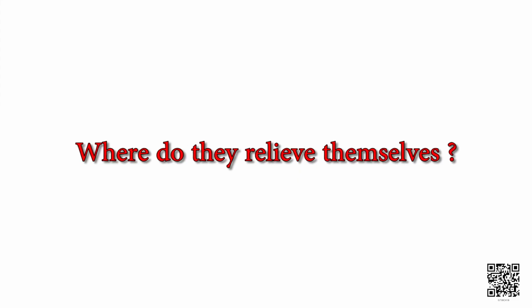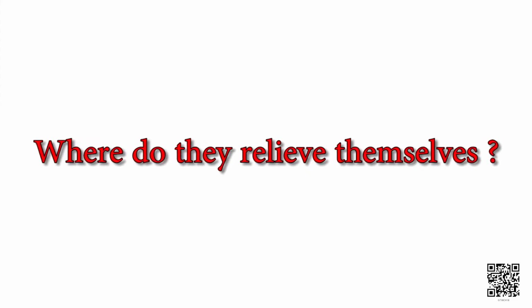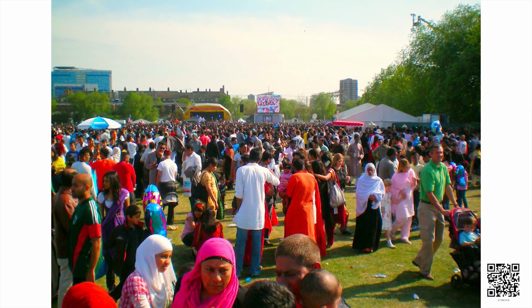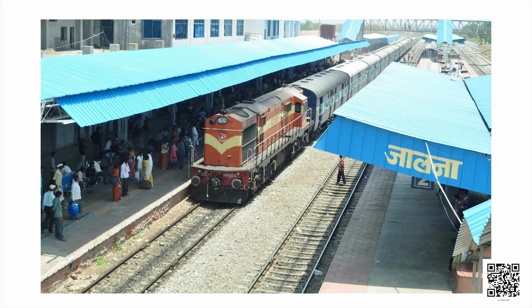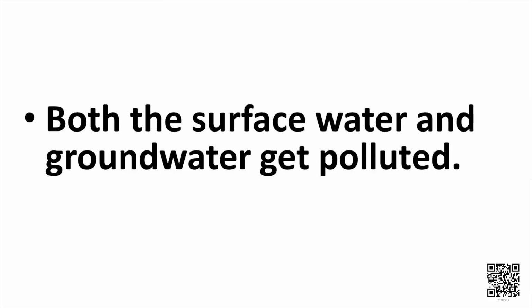So, there is a very important question, that is, where do they relieve themselves? So students, to answer that, a very large fraction of our people defecates in the open, on dry riverbeds, on railway tracks, near fields, and many a time directly in water. Untreated human excreta is a health hazard. It may cause water pollution and soil pollution as well. Both the surface water and groundwater get polluted.